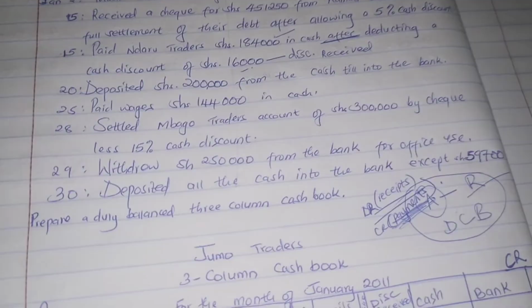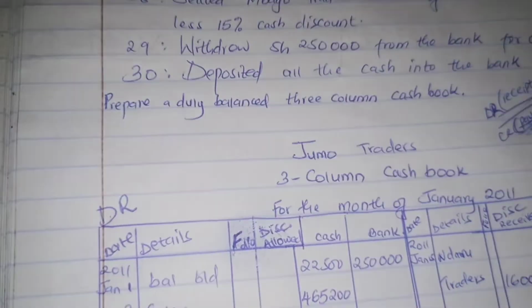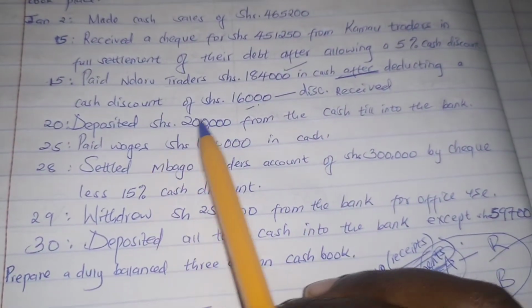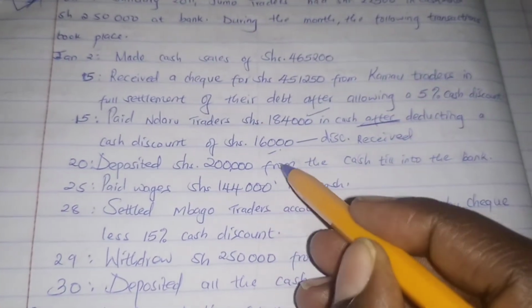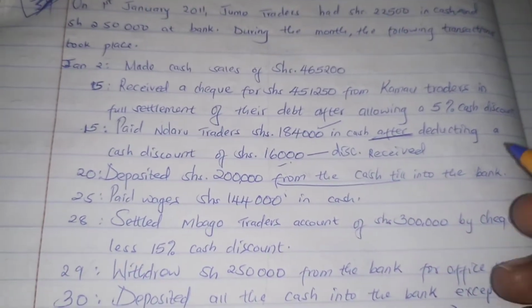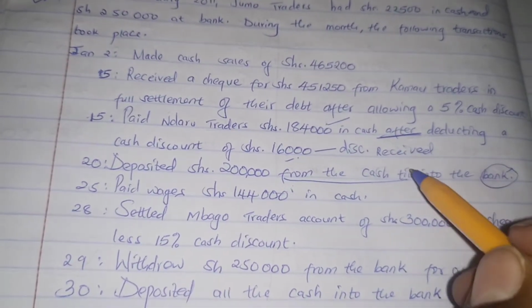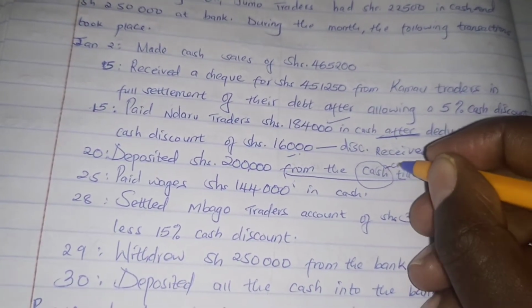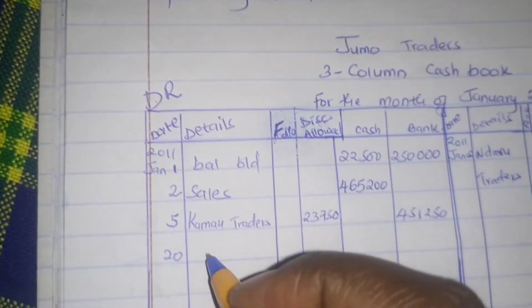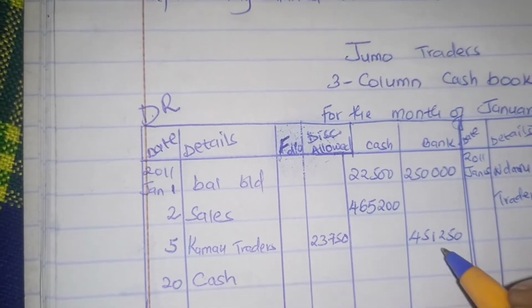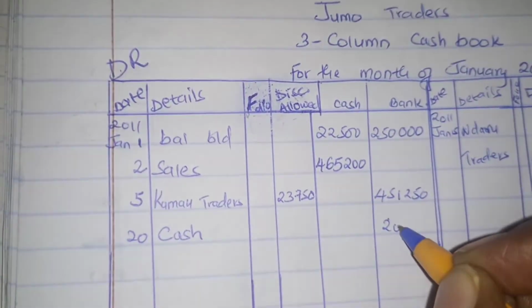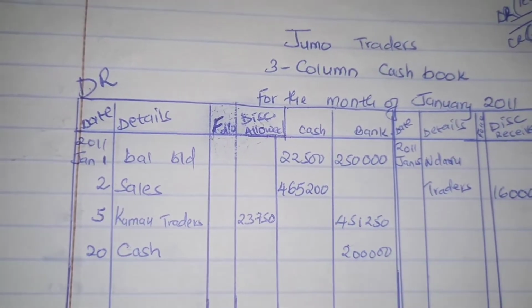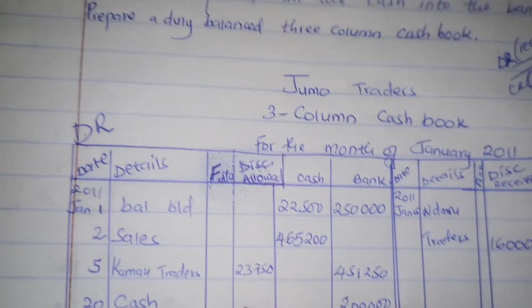So the receiving account here on 20th will be which account? Deposited 200,000 from the cash till. So it's moving from the cash till to the bank. So our receiving account is the bank and our paying account is this one. So we are going to debit and credit. Remember, money is moving. So we are taking money from where? Cash. To where? Bank. How much? 200,000. So this is a contra entry.